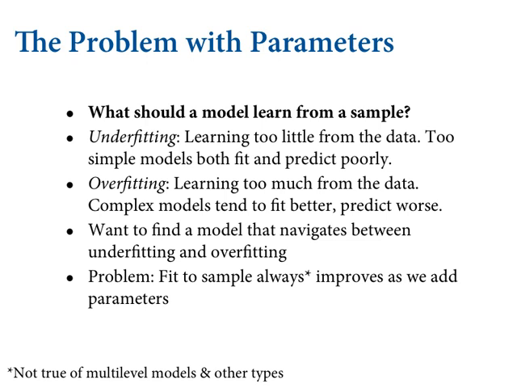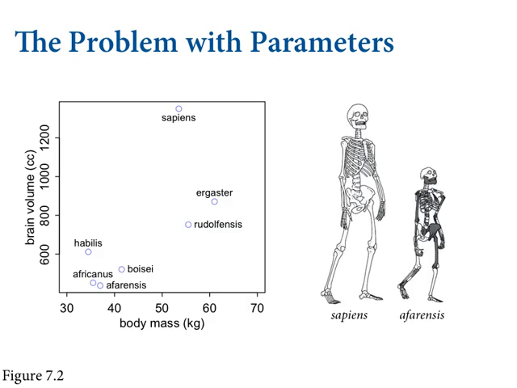The asterisk at the bottom is that multi-level models do not behave this way. You can add parameters to a multi-level model and it will reduce overfitting. And in fact, that's why we use multi-level models. They're more complicated, but they're less likely to overfit. And that's why I always use them. Some of you know I have this project that I finished. It has 27,000 parameters, and it overfits very little because of that, right? All of this hierarchical structure reduces overfitting.